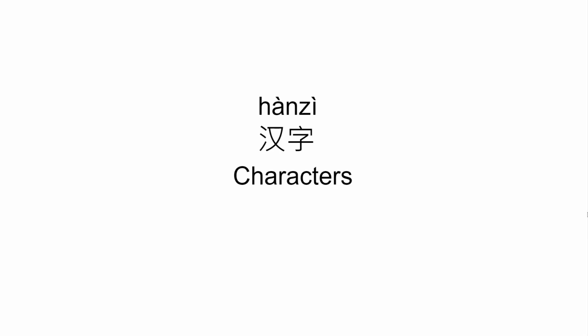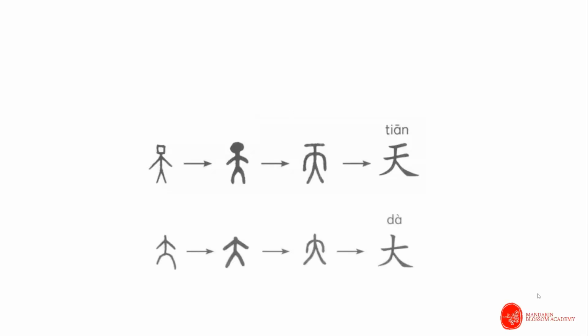Now let's look at our 汉字. Let's look at our first character today, 天. Before we look at this character, look at this 大. We have covered this character before. Originally, it referred to a person in a standing position, with his arms and legs stretching out.